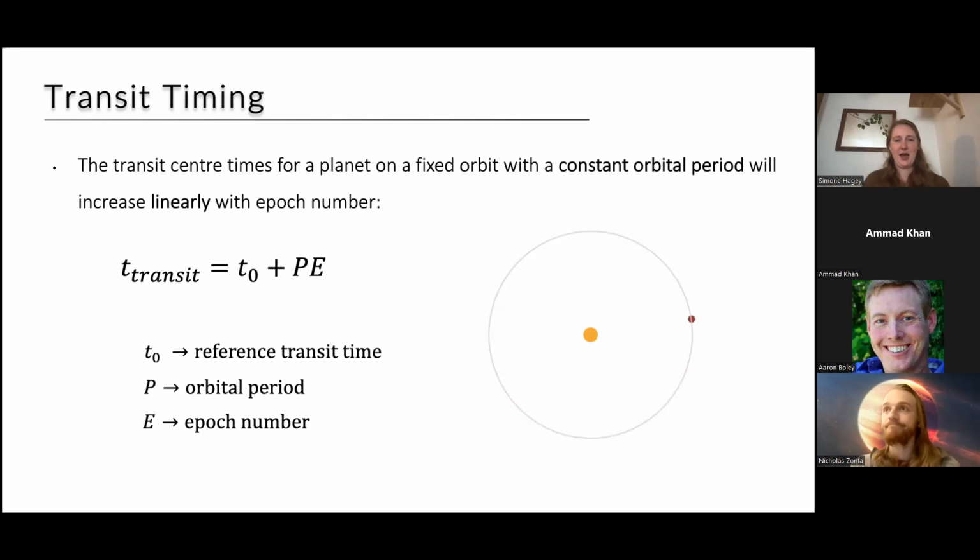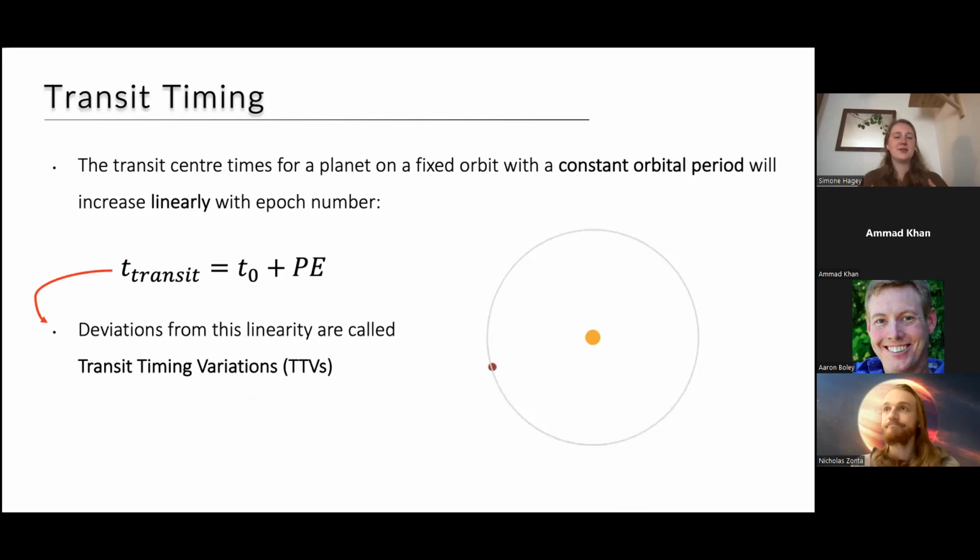For a planet on a fixed orbit with a constant orbital period, you can predict any given transit time based on this simple linear law. You start with your reference transit time, whatever epoch you've decided is 0, and then you add the number of periods that have elapsed. So transit timing at its most simple form, if you have an unchanging orbit, is just this simple linear law to predict any transit time you want.